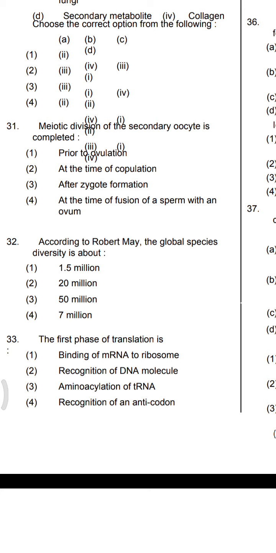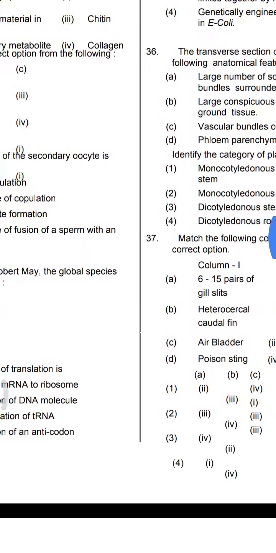33rd question. The first phase of translation is: 1, binding of mRNA to ribosome. Option 2, recognition of DNA molecule. Option 3, aminoacylation of tRNA. Option 4, recognition of an anticodon.